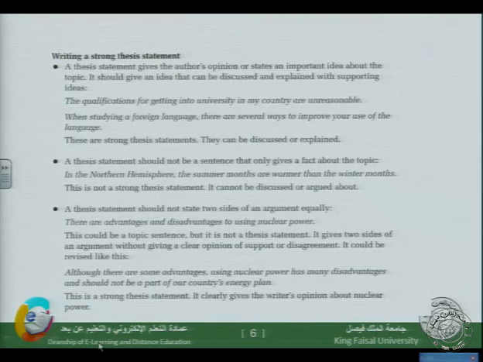When we talked about these, although there are some advantages, using nuclear power has many disadvantages and should not be part of our country's energy plan. Now, in this topic: this is a strong thesis statement, and it clearly gives the writer's point of view. The writer says that we should not have nuclear weapons in our country. So he's going to explain why he's thinking this way, and where these ideas come from. So we have something to discuss.